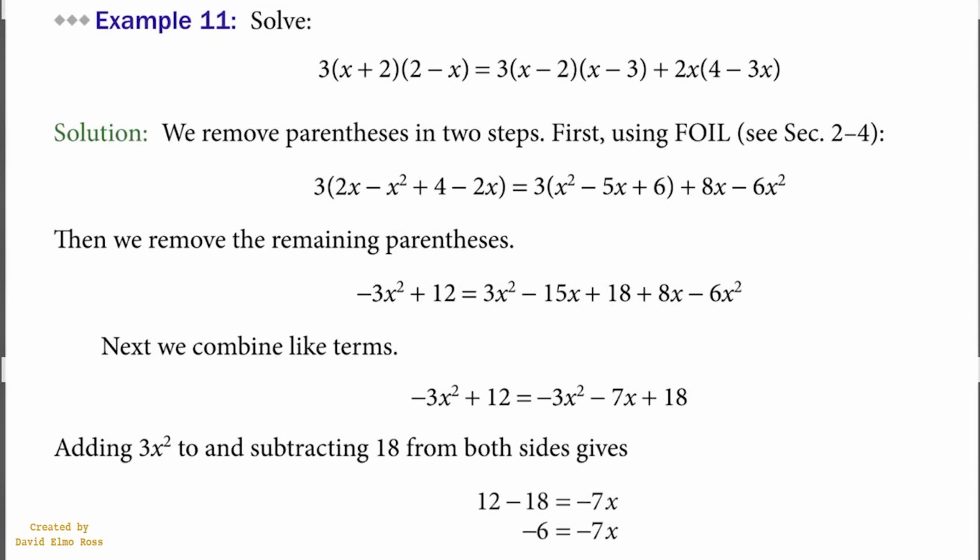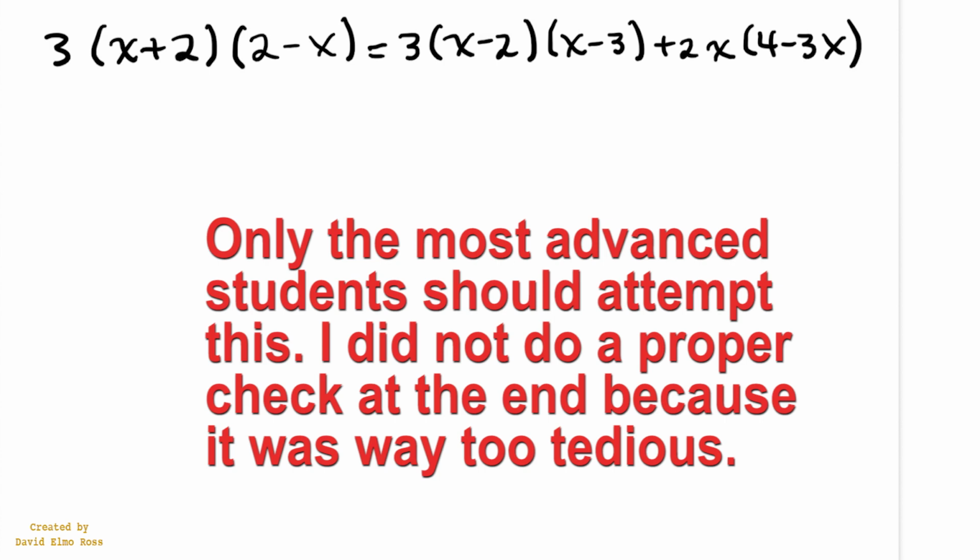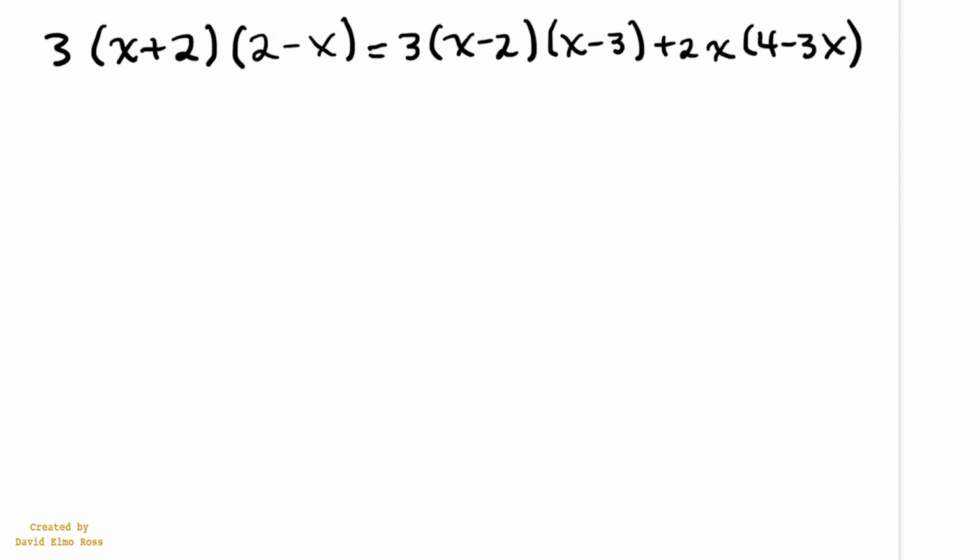Let's take a look at example 11. Solving this is not easy. So let's do it step by step and see if we can figure out our answer. Now with something this complicated, what we want to do is let's simplify the left side, simplify the right side, make them equal, and then do the solution.